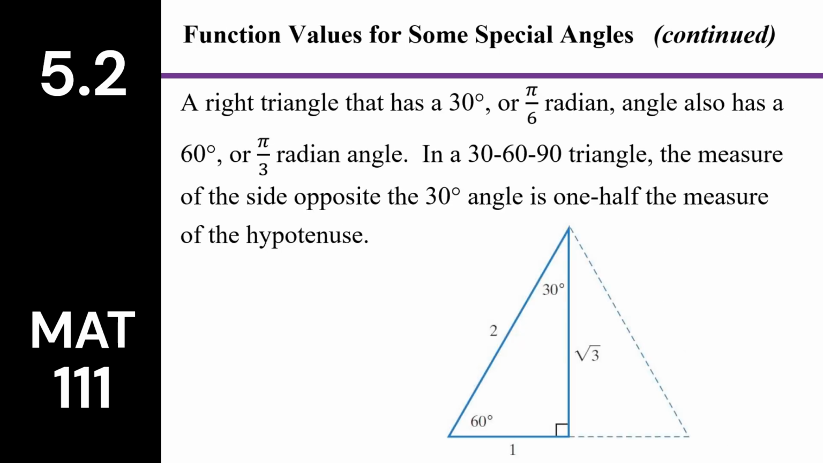Moving on to some other special angles, we are interested in 30 degrees and 60 degrees, which 30 is pi over 6 and 60 is pi over 3. And inside a 30, 60, 90 right triangle, the measure of the side that is across from 30 is always 1/2 the hypotenuse. If the side across from 30 is 1, then that's half the hypotenuse, which would then be 2. And the Pythagorean theorem would allow us to find the radical 3.